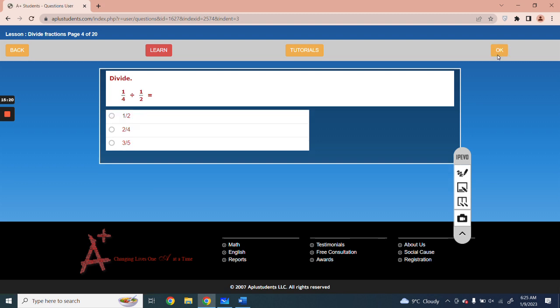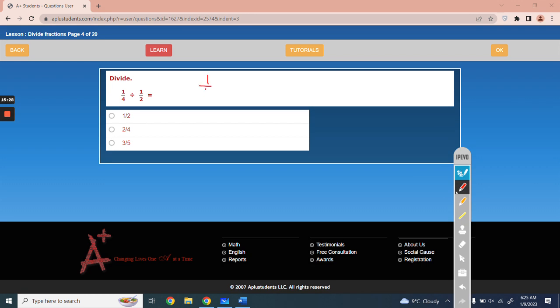Okay, the next one is 1 over 4 divided by 1 over 2. So the first step is to replace the division sign with multiplication. Now take the reciprocal of the term that is right after the division sign. Now let's do numerator times numerator and denominator times denominator. Got it? You can look for a common number that can divide both numerator and denominator. We have a common number, that is 2. So let's just divide. 2 times 1 is 2 and 2 times 2 is 4. So it is 1 over 2. Got it?